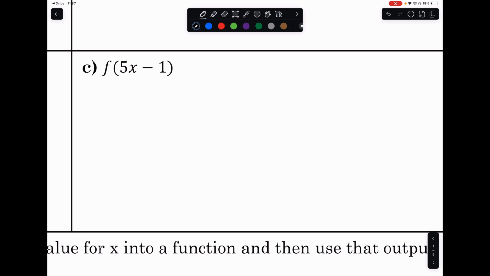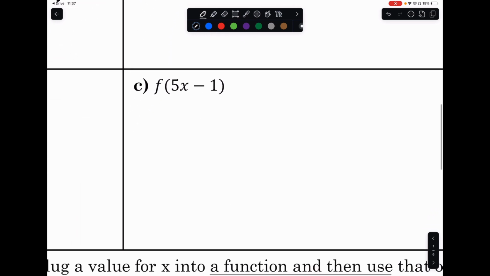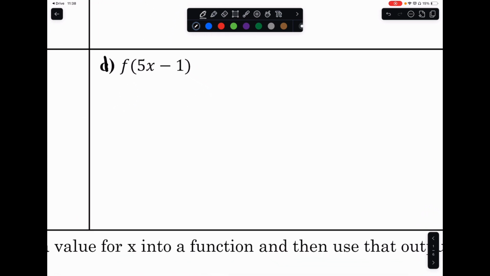Now let's look at this example. I've had these labeled wrong. This should be D. So let's look at example D.